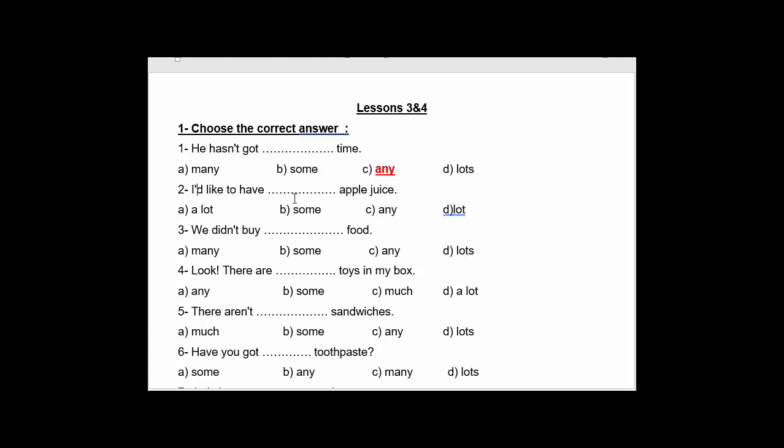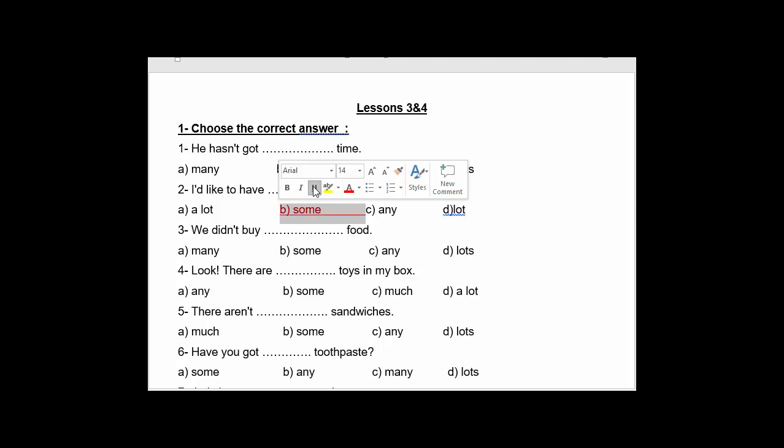Again, I'd like to have some apple juice. Okay, here we have some and any. As you know, we use some with an affirmative sentence, and this is an affirmative sentence. I'd like to have some apple juice. So the answer is some.